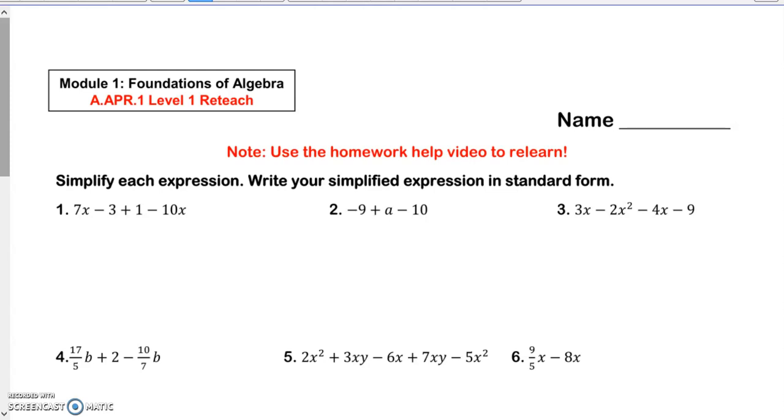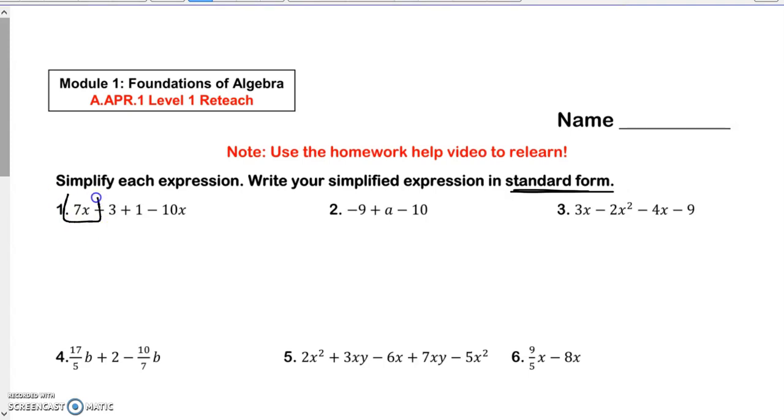Okay, today we're doing Module 1, Foundation of Algebra, A.APR.1, Level 1 Reteach. Simplify each expression and write your simplified expression in standard form. So standard form is in descending order.